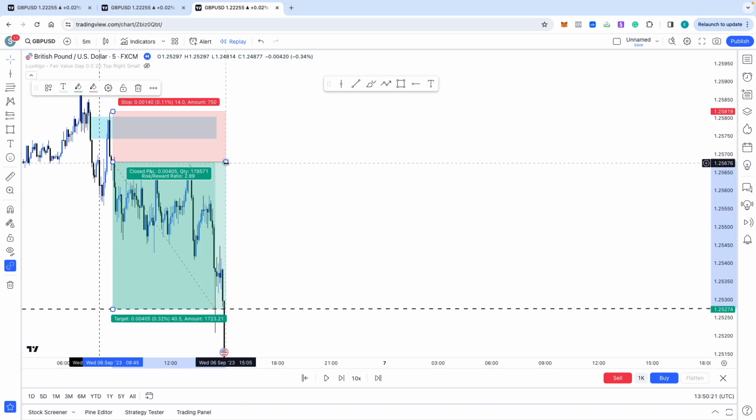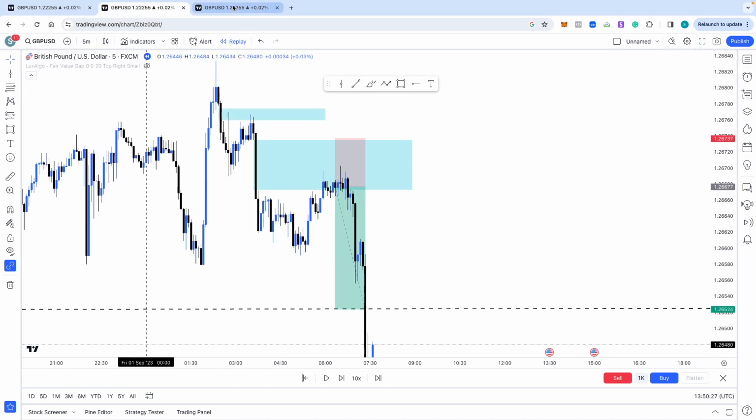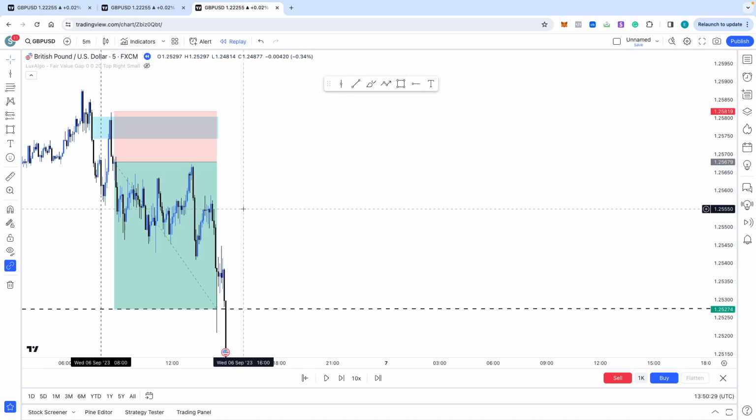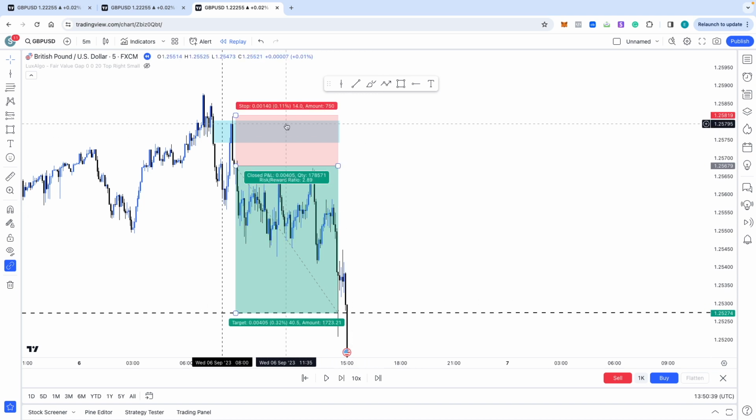And again, that is pretty much how to use your daily draw on liquidity to find your bias for the day and take trades based off of that. We've lost the diagram, but I didn't use a lot of time frames. I didn't use any fancy PD areas. You do need to know sort of what fair value gaps are and how to use those. I've got videos on that.